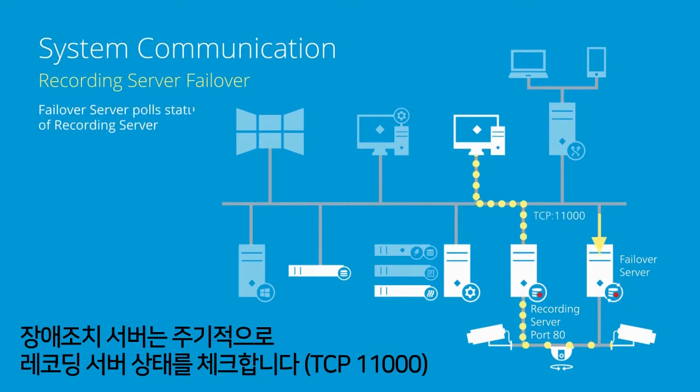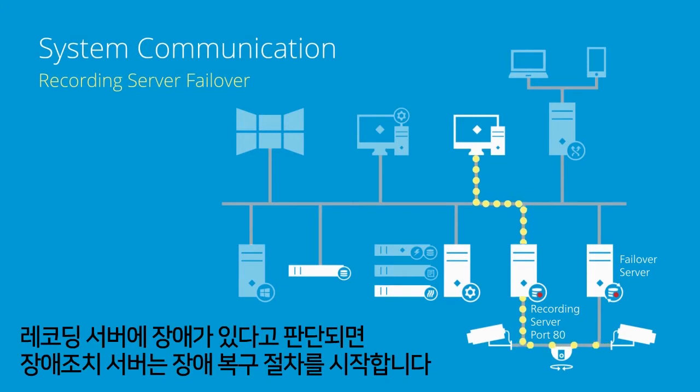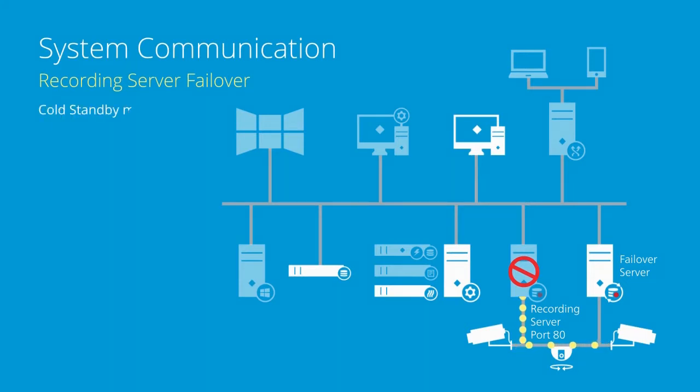The failover server polls the state of the recording server on port 11000 using TCP at regular intervals. If the failover server determines that the recording server has failed, the failover server starts the failover procedure.